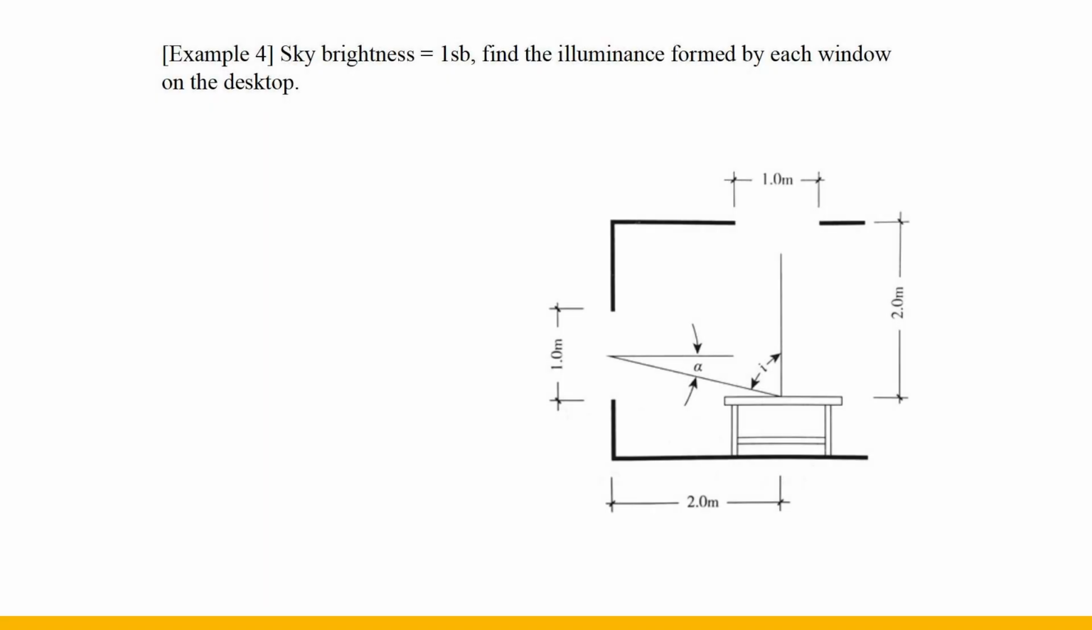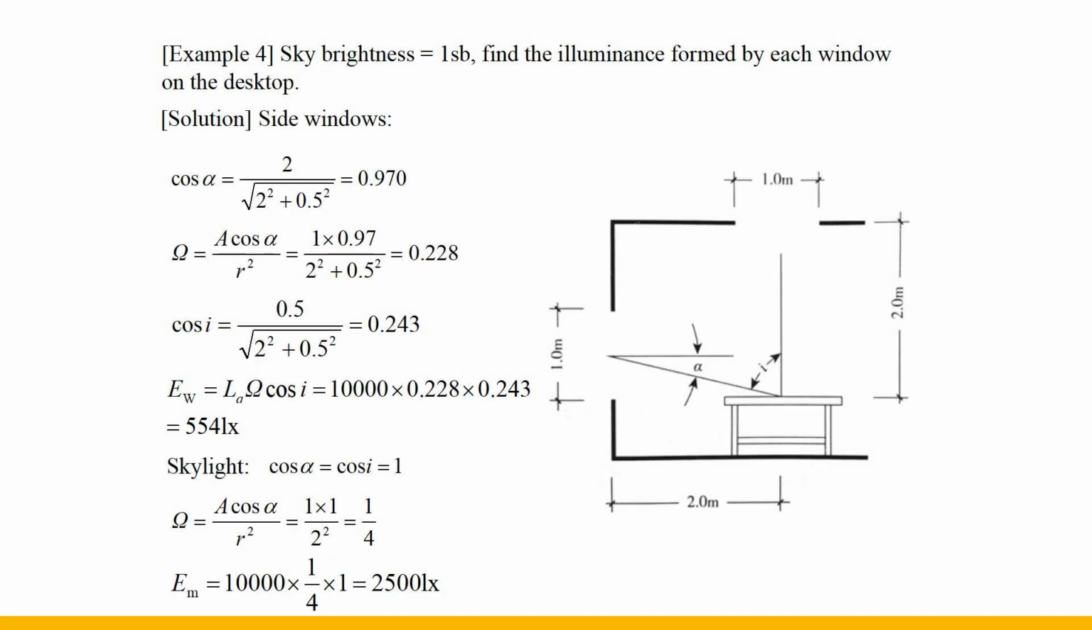Next, let's do an exercise. In a room, a 1 square meter window is opened on the side wall and the roof respectively. A table is placed in the middle of the room at the same height as the side window sill. The center of the table is 2 meters away from the side window, and the surface of the table is also 2 meters away from the roof. It is known that the brightness of the sky is equal to 1 sb, and it is required to find the illuminance formed by each window on the desktop.